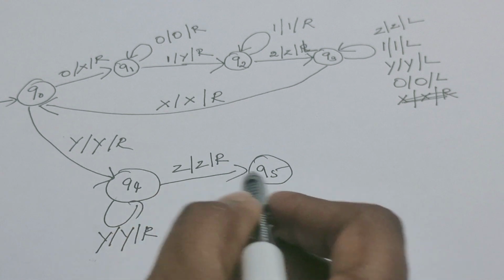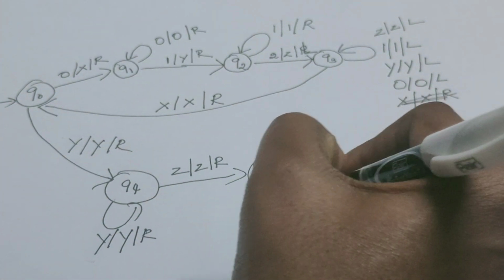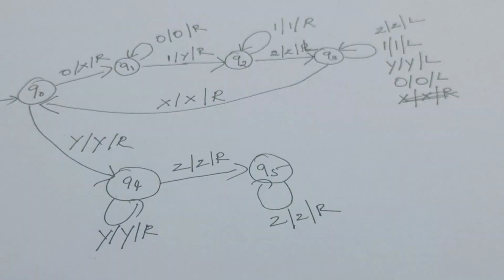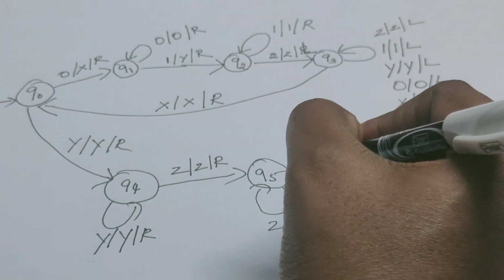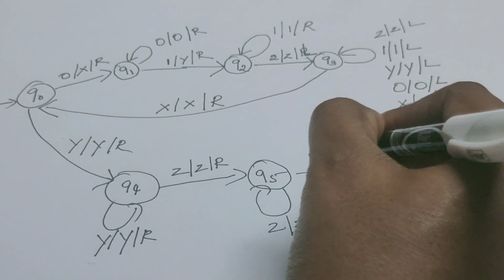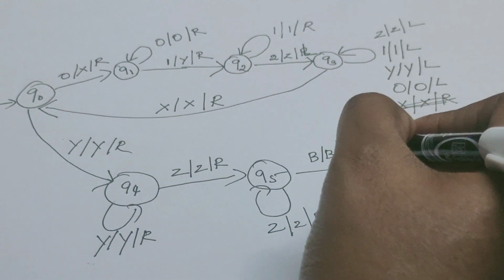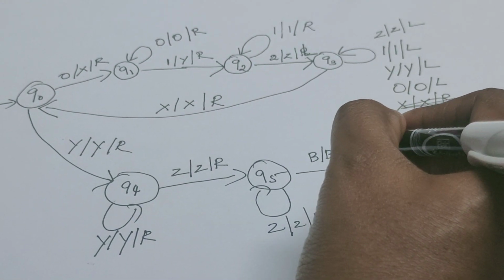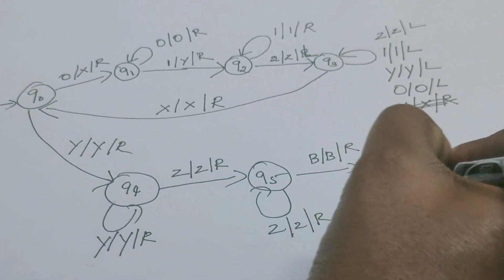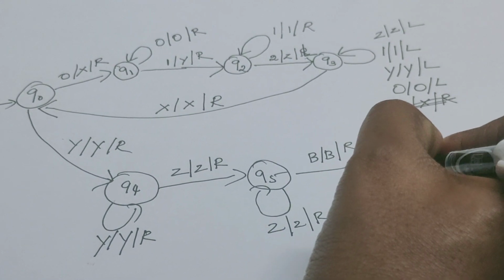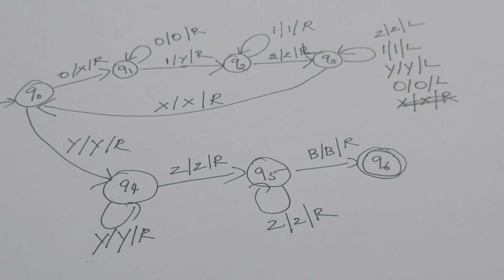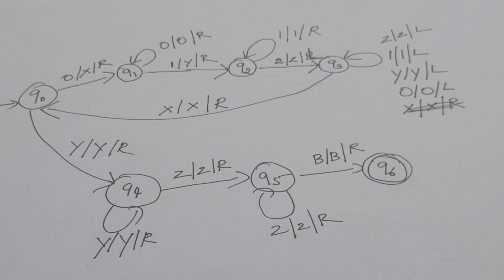After reading the first Z, the state is changed to Q5. Allow your Turing machine to read the rest of the Z's also. After reading all the Z's, it reads the blank symbol. As soon as it reads the blank symbol, let it read the blank symbol as it is. Allow your Turing machine, the read write head, to move in the right hand side direction, but tell your Turing machine to enter into the state Q6, where Q6 will become the final state. That's all. A simple transition diagram.